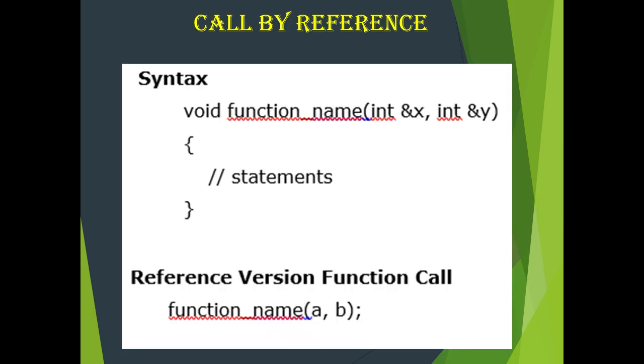So this is the syntax for call by reference. You know the syntax of a function: return type, function name, parameters. And you know the syntax for a function call: function name with arguments within brackets. In the case of the function call, you simply call the function as a normal function, but in the case of the function definition, you have to receive with an ampersand. In the sense, it is the alias name.